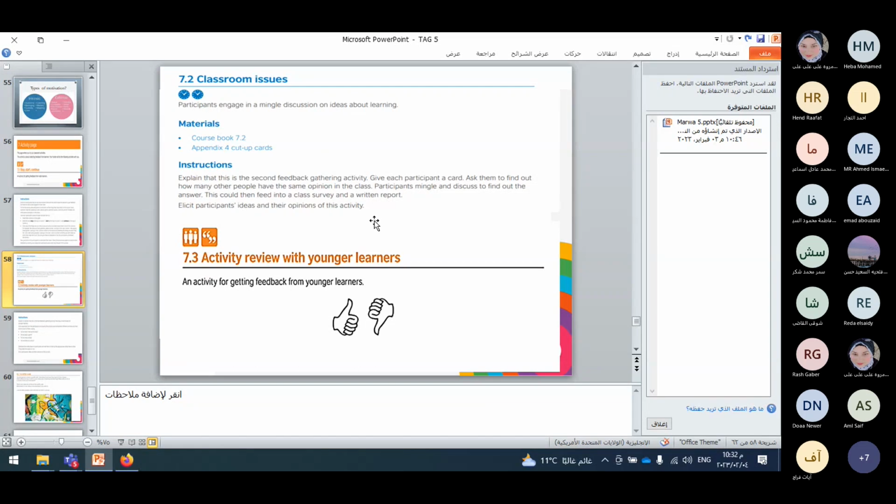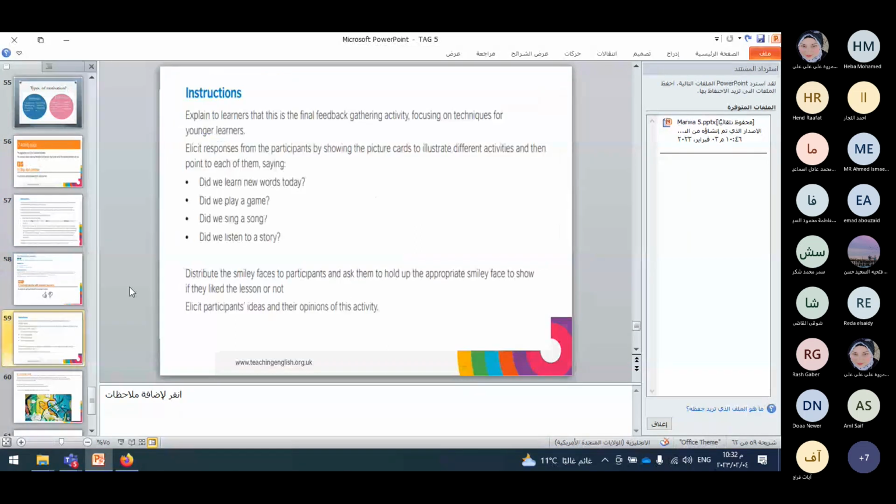The third activity is called activity review with younger learners. I'll show you here. I know you are tired. Yes, Ms. Marwa, go ahead. I want to tell you something.